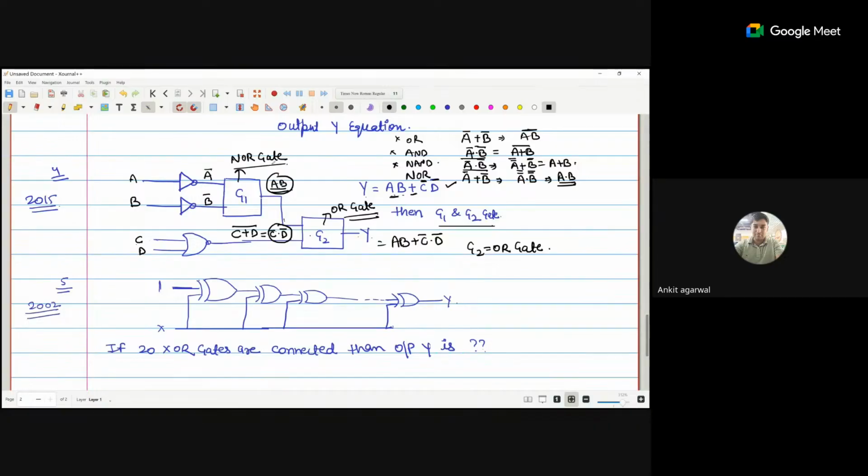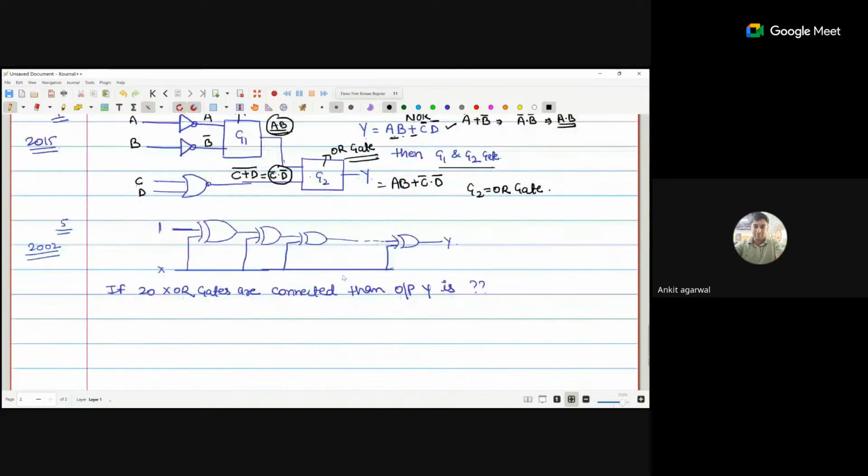G1 is a NOR gate. Right now, De Morgan's theorem is not covered, so we are trying it this way. If we use De Morgan's theorem, we can easily find out what G1 is. Okay, so G1 is the NOR gate and G2 is the OR gate.